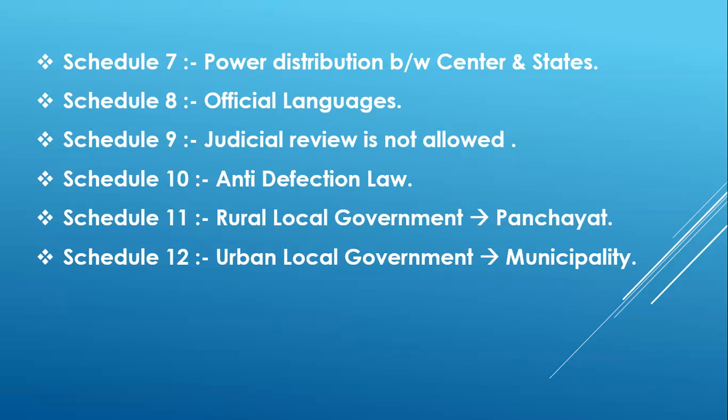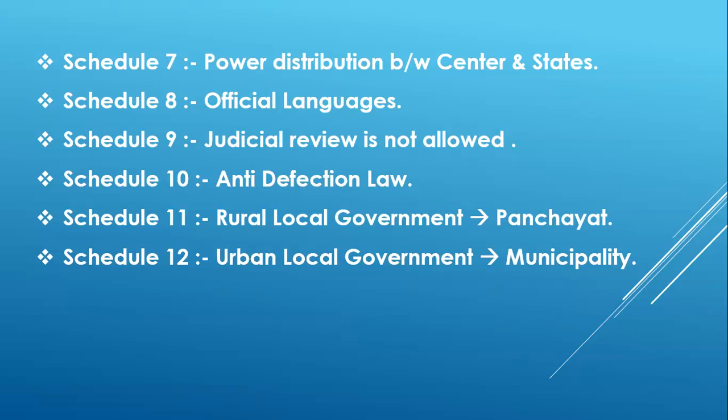So according to the anti-defection law, if any MLA or any MP does defection, then he has to leave his post, meaning he has to vacate the membership of the house. He is no more a member of the house. So this is the anti-defection law.